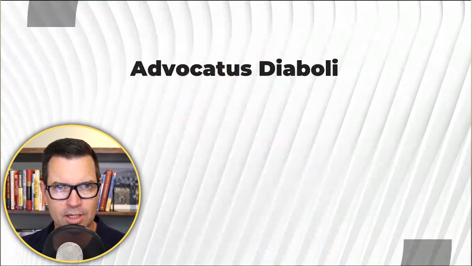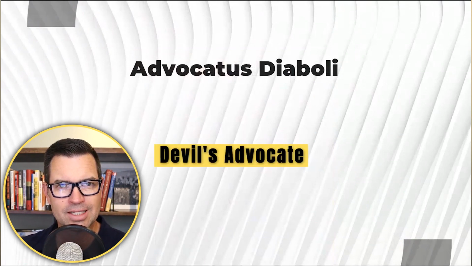In the 1500s, there was an individual who introduced a pretty radical new position that was the origin of a term that a lot of us still use today. This was Pope Sixtus V, and he became responsible for determining who was worthy of sainthood in the Catholic Church. He created a position called Advocatus Diaboli. If you know Latin, you can guess what that translates into English. That is the devil's advocate.